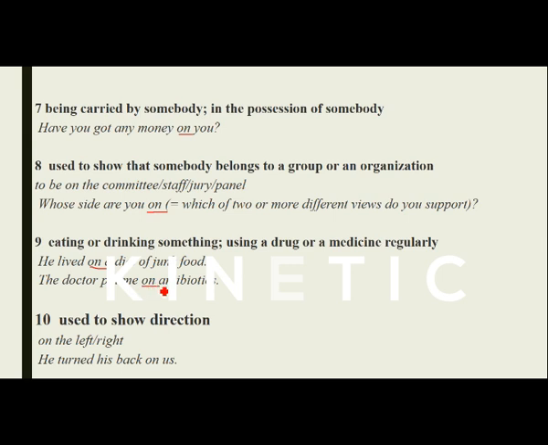For example, we say elephants live on leaves. Okay. I live on vegetables. These are examples of the preposition on for eating or drinking something. And point number 10. We use on to show direction. On the left. He turned his back on us.